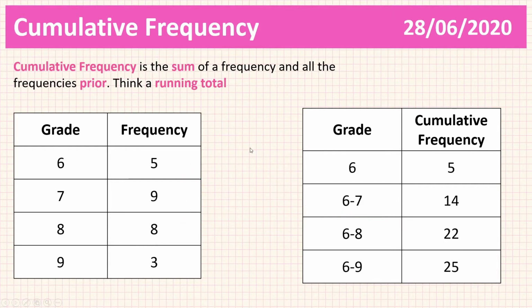And finally, we have our grade 6 to 9. That's everybody there because everyone got a grade between a grade 6 and a grade 9. I just add all those numbers up and I get 25. So that's where our cumulative frequency table comes from. It is just the frequencies, and as we're going along, we're just adding them up. We are accumulating the frequency. We are finding the running total.